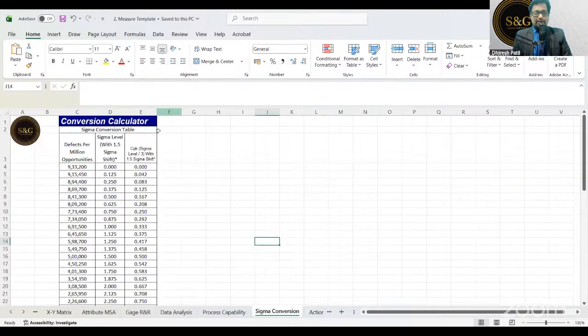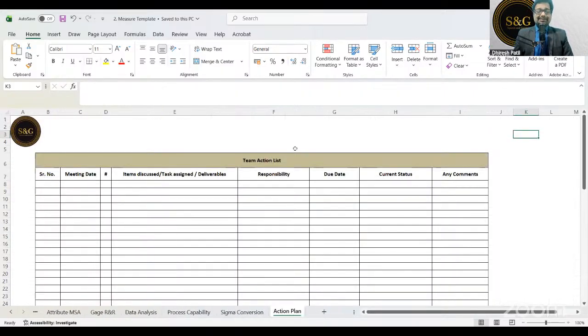There is a conversion calculator also provided, and at the end of this there is an action plan. Every template will have an action plan. Now this action plan is for this particular phase. Whatever we have discussed, whatever data collection, whatever action, any discussion with the management, all these are the tasks which we will keep on noting down with the responsibility and with the due date. So this is about the major phase templates.